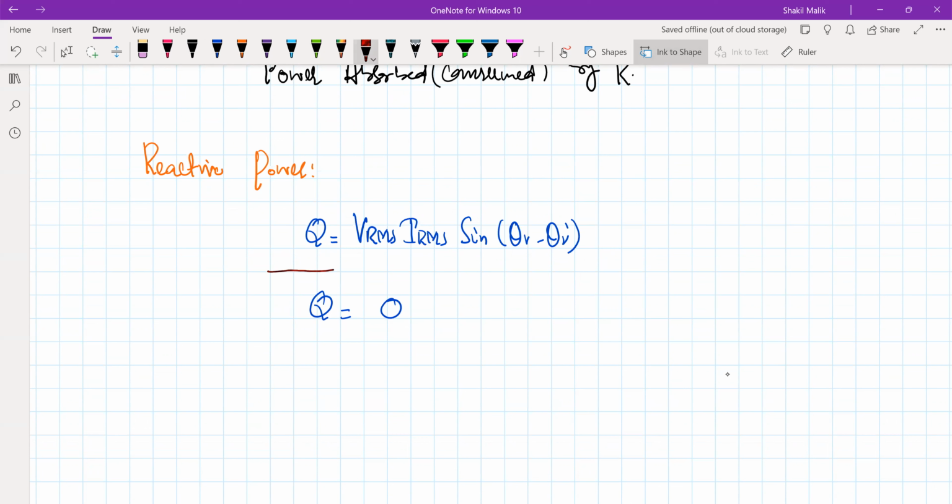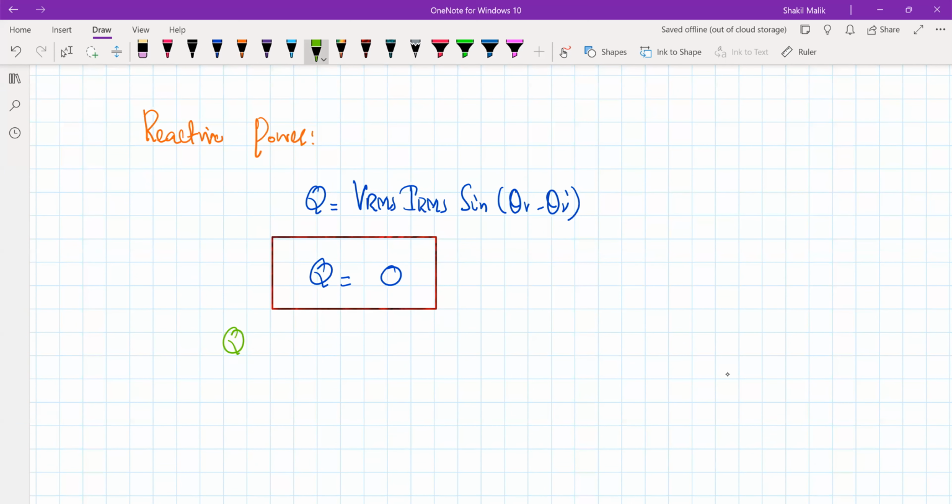Now, what is the physical significance or meaning of Q? It means the power stored by the passive element. So Q means the power stored by the element, and the element under consideration is R. So the power stored by the resistor is equal to 0. As we know, a resistor only consumes power, it does not store power. So Q for a resistor is 0.